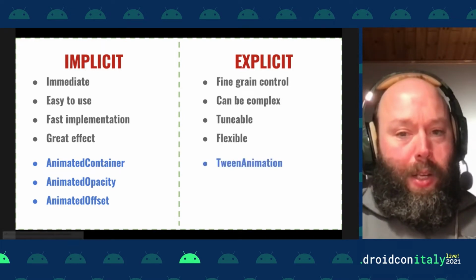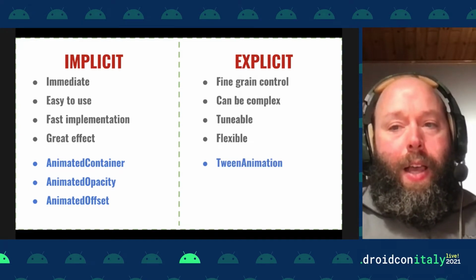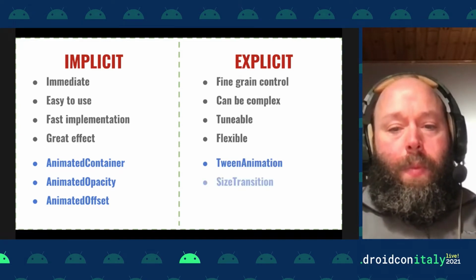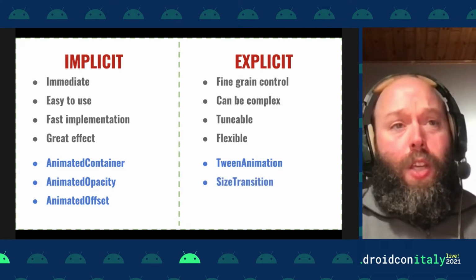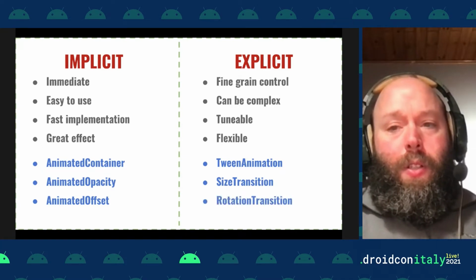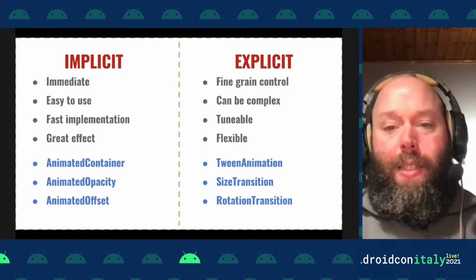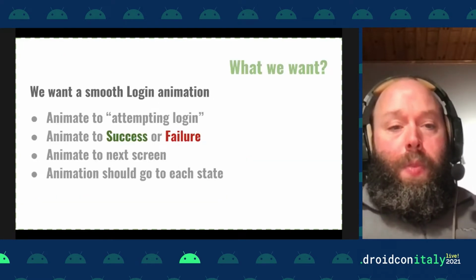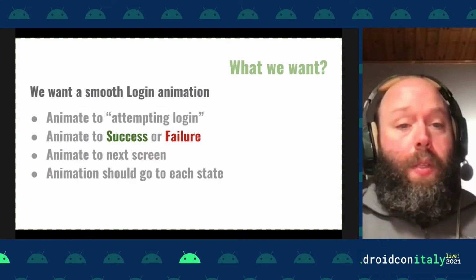Some examples of the explicit animation are the TweenAnimation that animates between a value and another value, the SizeTransition that can help you change the size of a widget, or the RotationTransition to control its rotation along various axes. So let's make a concrete example of what we want to do.